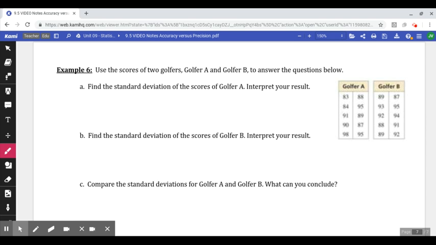In example 6, we've got the scores of two golfers, golfer A and golfer B, and we're going to answer these questions below. Part A says find the standard deviation of the scores of golfer A. Interpret your result. Okay, well, in a previous video, I went through how to do this in a calculator. Feel free to do this in a calculator and see if you can get the same result here.